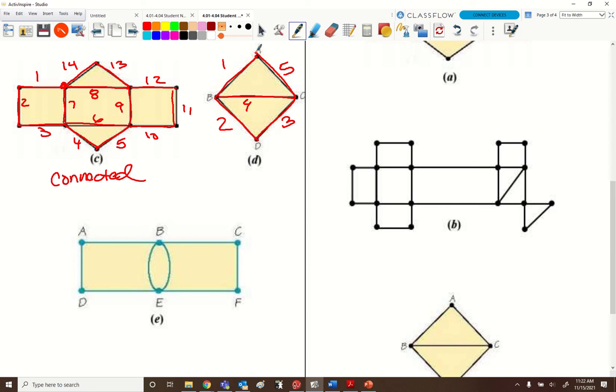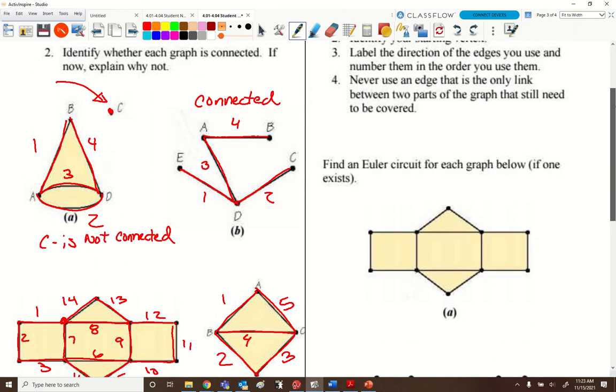Now, for D, is D connected? Yeah, it's all connected. We don't have any that are missing. We're just checking to see if all of them have roads going to it. Okay, sorry, my vision is so bad.